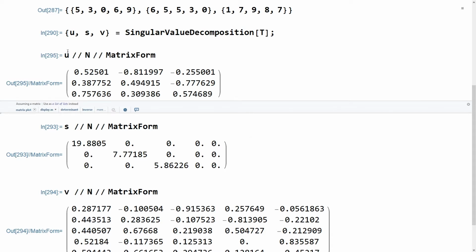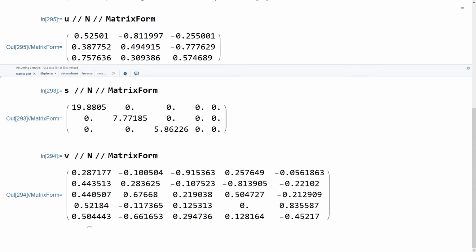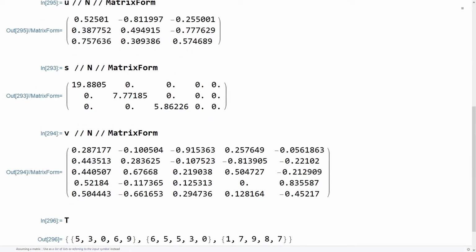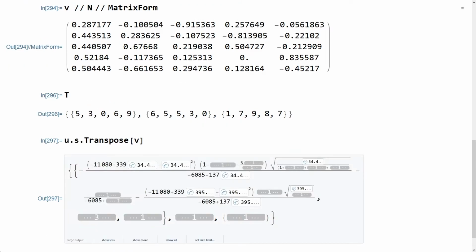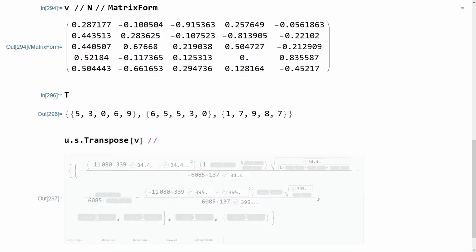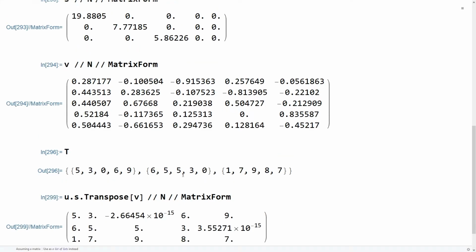So maybe we should test how close U, S, and V get to recreating our original matrix T. So this was our matrix T. And now let's do U dotted with S dotted with the transpose of V. It's mad about that, so let's feed it into numerics. What we're going to end up with here is some extremely small numbers. So let's put this in matrix form.